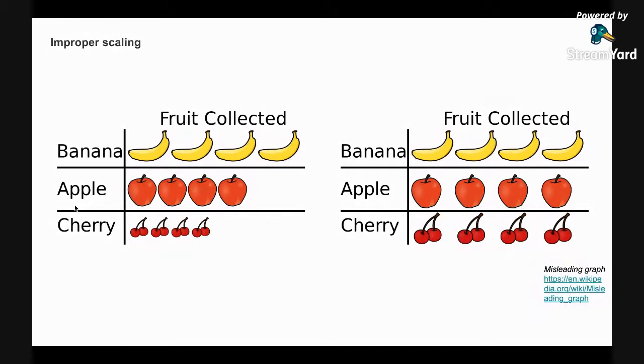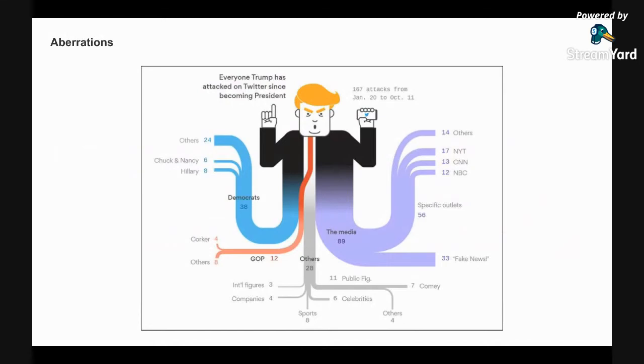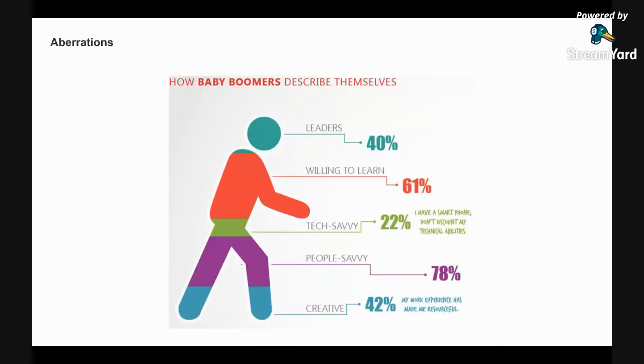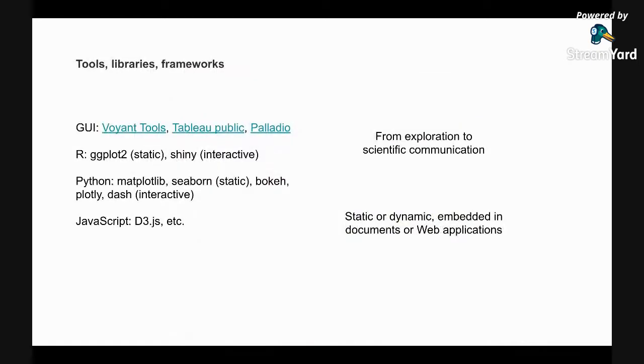Another misleading effect is the one of scaling. In these two cases, on the left you have the improper scaling, and on the right you have the proper scaling. On the left-hand side, you get the impression that the quantities displayed are different, that you have fewer cherries, but that's not true. It's just 4 of each fruit, scaled in a different way. And then just a couple of examples, for fun, of aberrations of visualizations, where there is really a weird mix of visual features and things got wrong about the actual statistics.